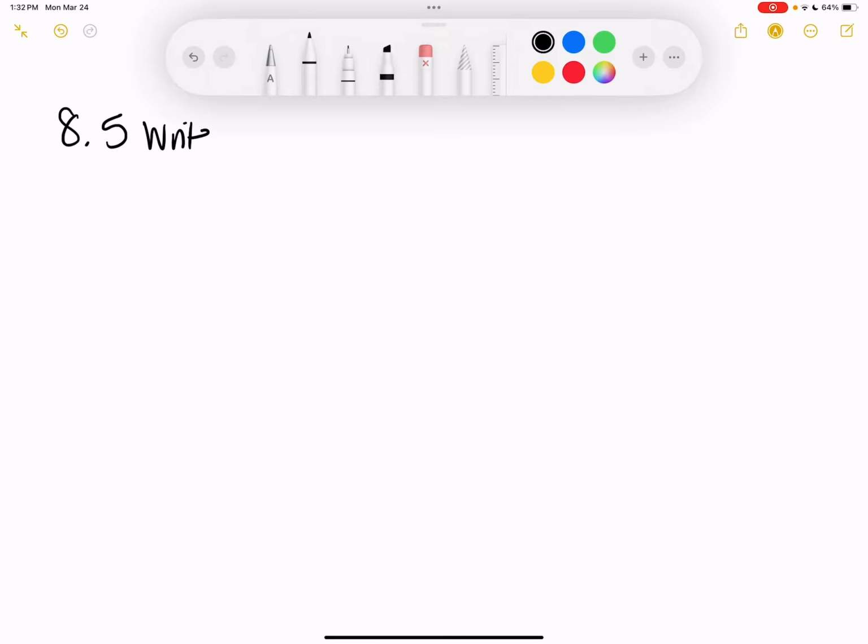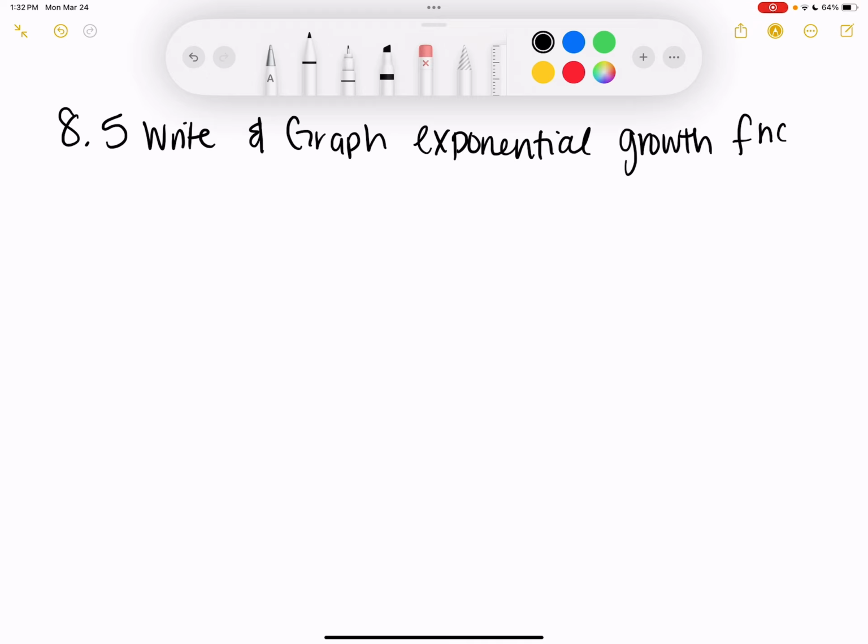So 8.5, write in graph, and I promise these graphs are not as scary as the other graphs we've had. Exponential growth functions. I should say, as long as y'all are paying attention. Tomorrow's will be, the only word that will change is growth. It will become decay, but today we're on growth.